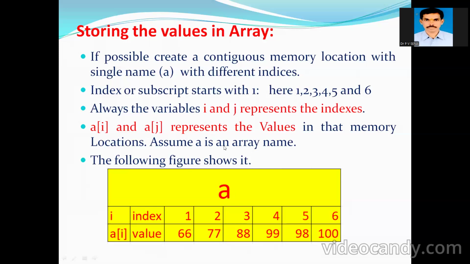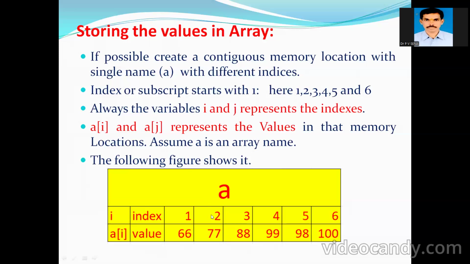So what is an array? An array is a collection of similar data types, similar values, homogeneous data values. An array is a contiguous or continuous memory location where we can store similar data values. Always I comma j will represent the indexes. A of I comma A of j represent the values at those memory locations. Assume that A is an array name.